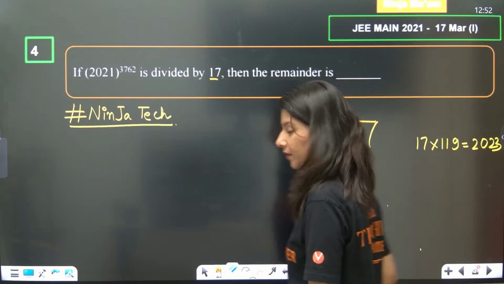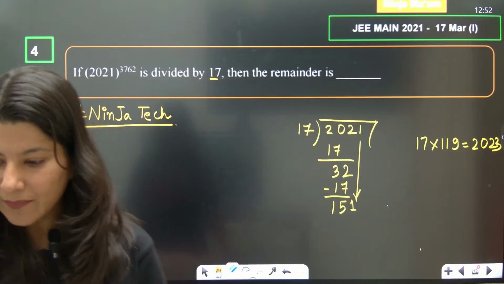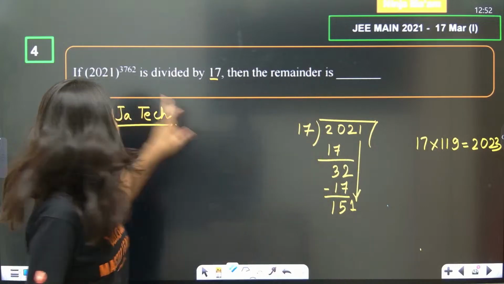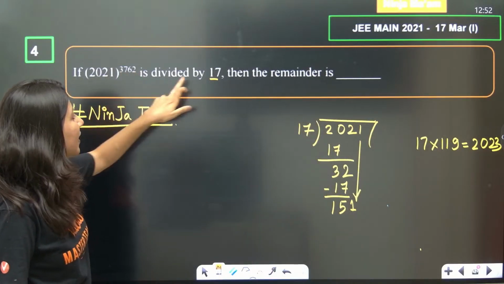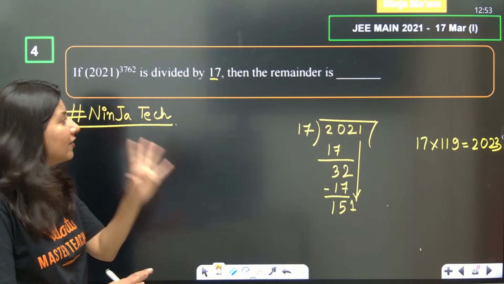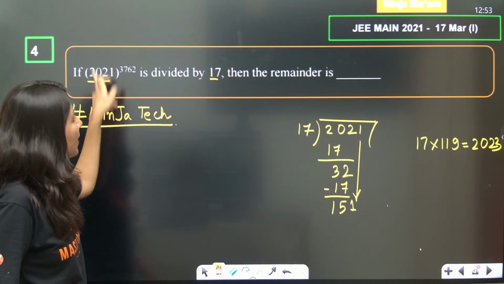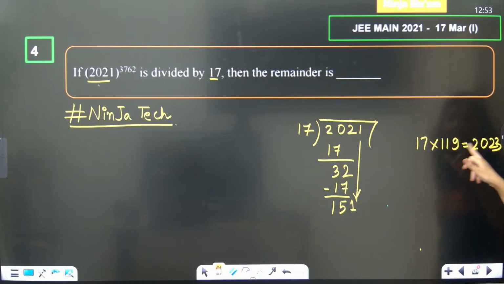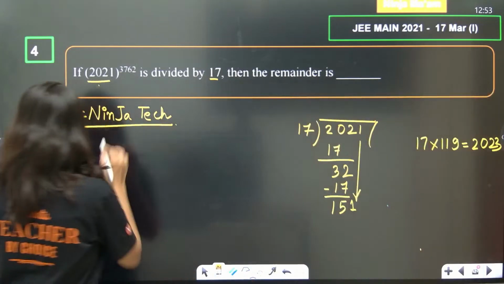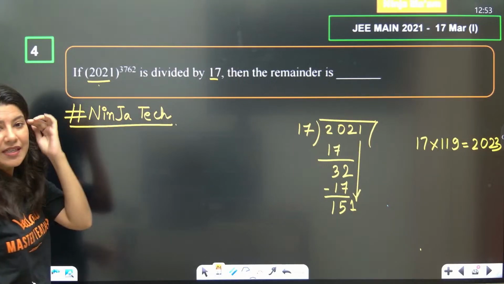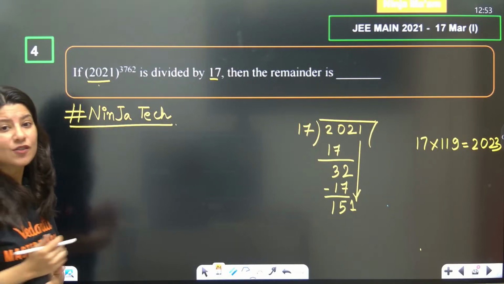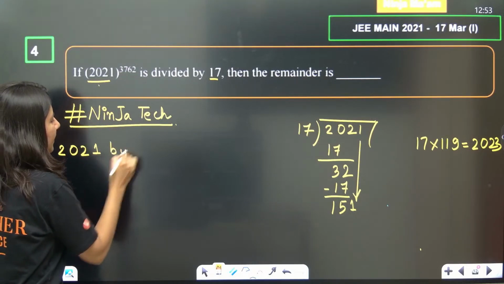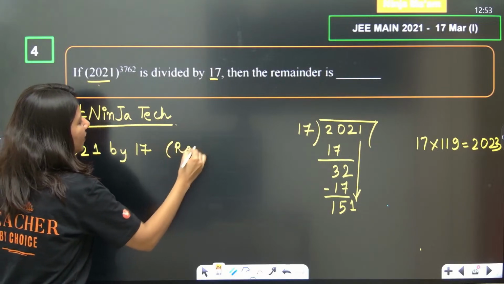This is what we have got. Okay, divide it. Got it? Everybody will be able to do that. See, what I did is, 2021 power 3762 is divided by 17, then remainder is... I am doing the very first step. What happens when 2021 is divided by 17? So, ma'am, actually 17 into 119 is 2023. So this 2021, what is the remainder? Can anybody tell me? Remainder is minus 2. So when I divide 2021 by 17, I am going to get remainder which is minus 2.